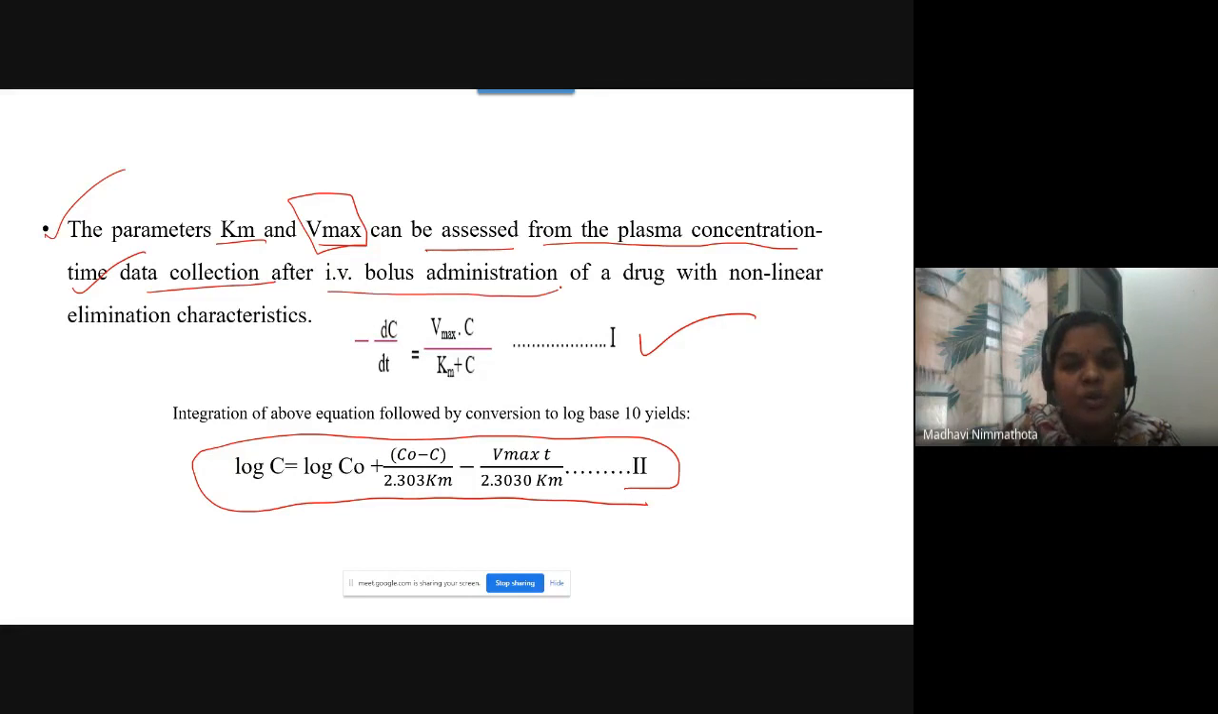When you give the drug through IV bolus administration, which follows nonlinear pharmacokinetics, we are able to estimate the Michaelis-Menten constant, that is Km, and the theoretical maximum rate of process, that is Vmax. So this is our basic Michaelis-Menten equation. From this equation we derived this log equation.